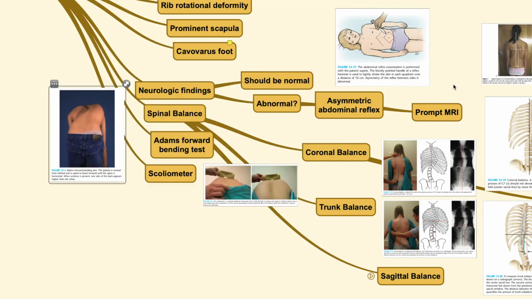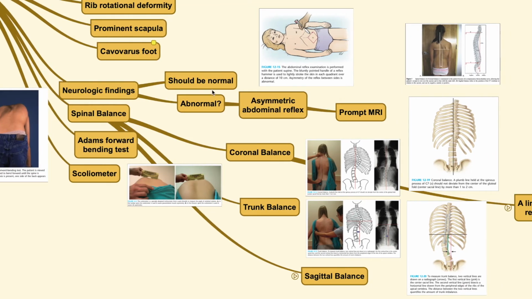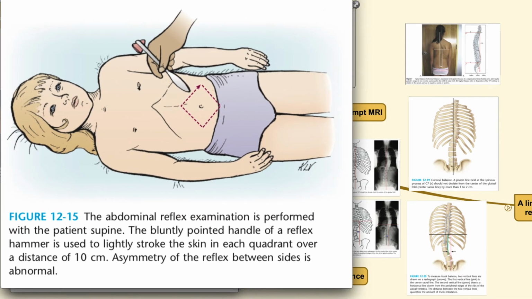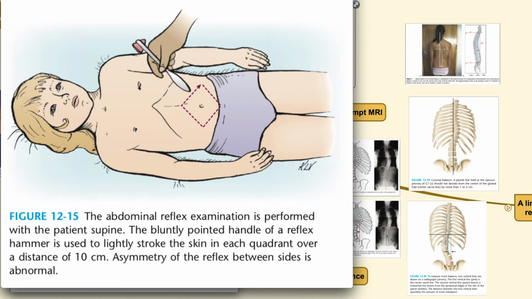Now, the next thing you should do is evaluate whether or not there are any abnormal neurologic findings. Because the lesion itself is located mostly at the thoracic or the lumbar region, you could find that if there are any abnormal signs, they should include an asymmetric abdominal reflex. We could see here an example of a patient undergoing this examination.